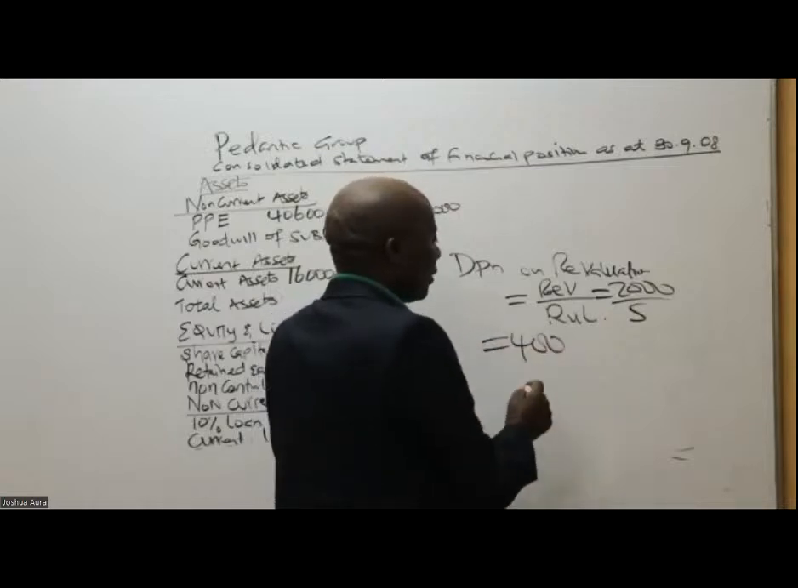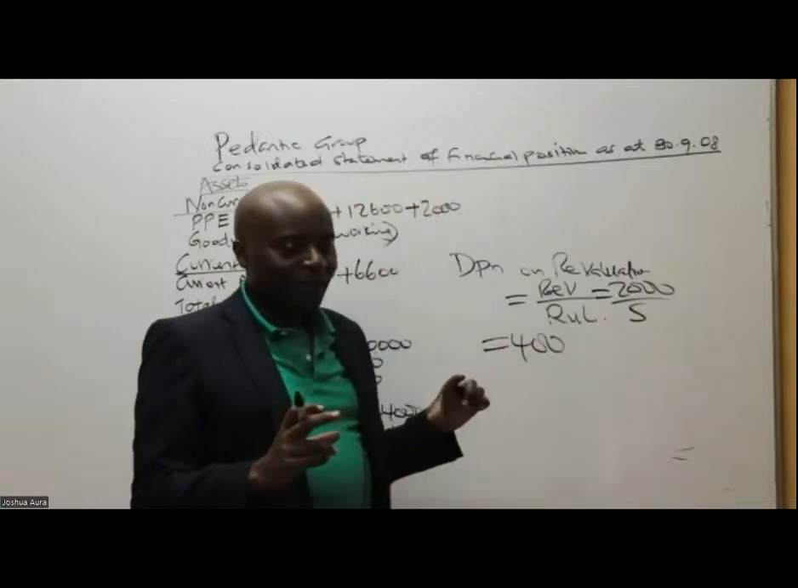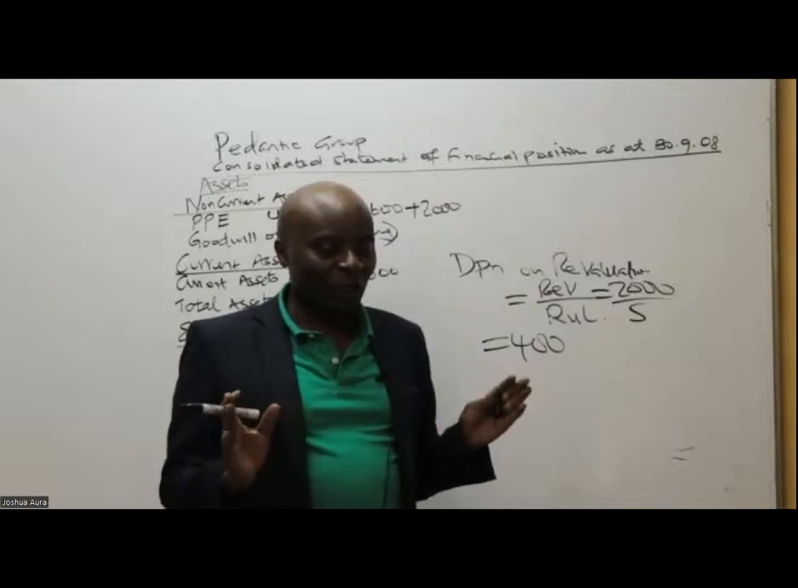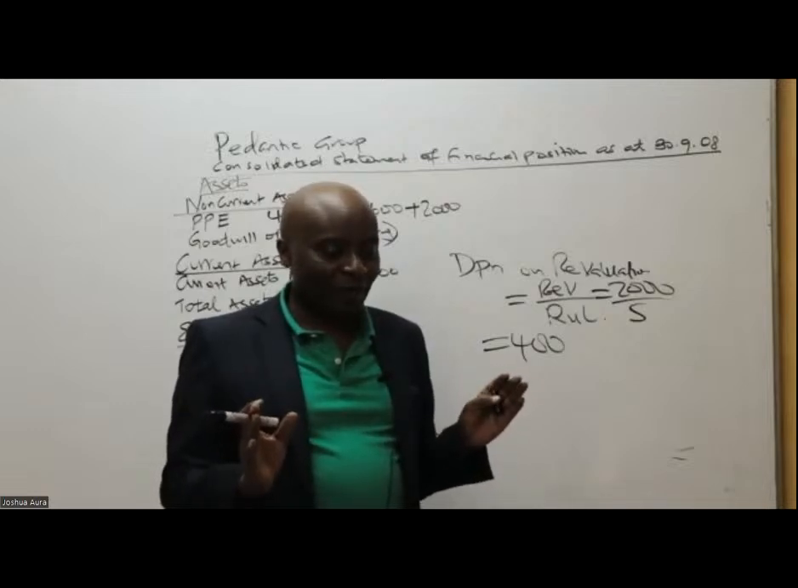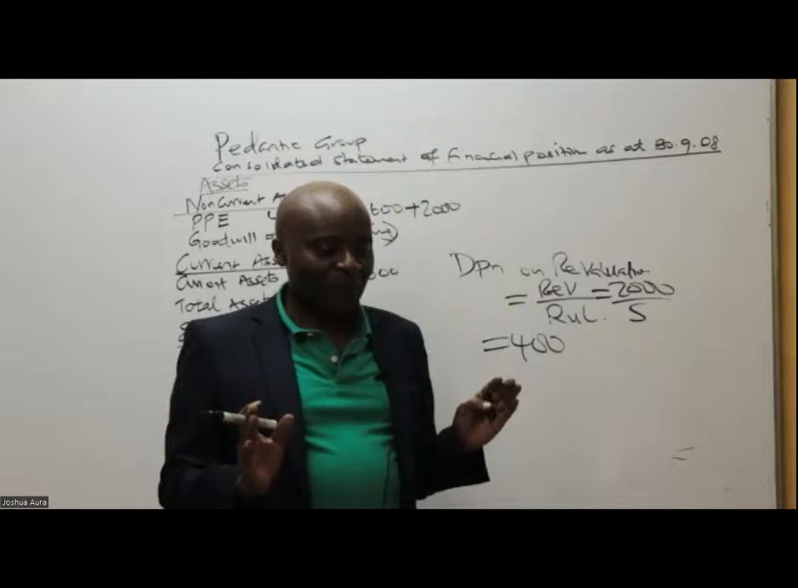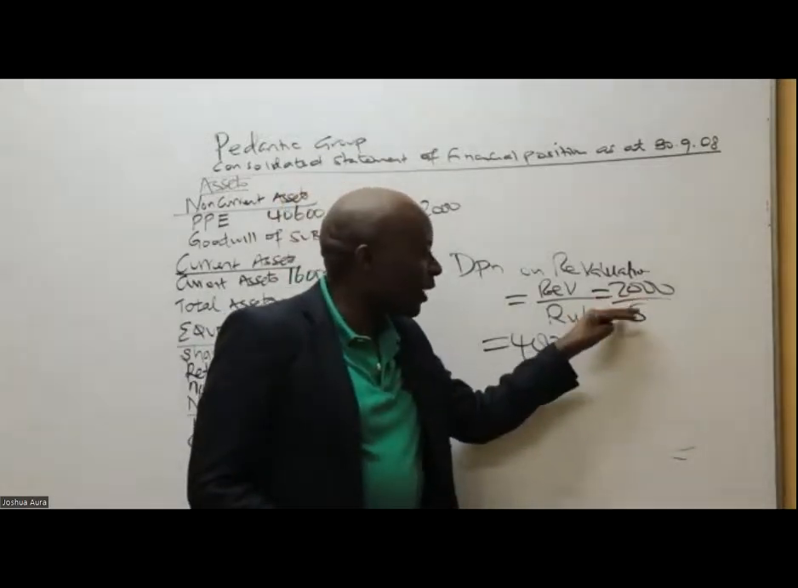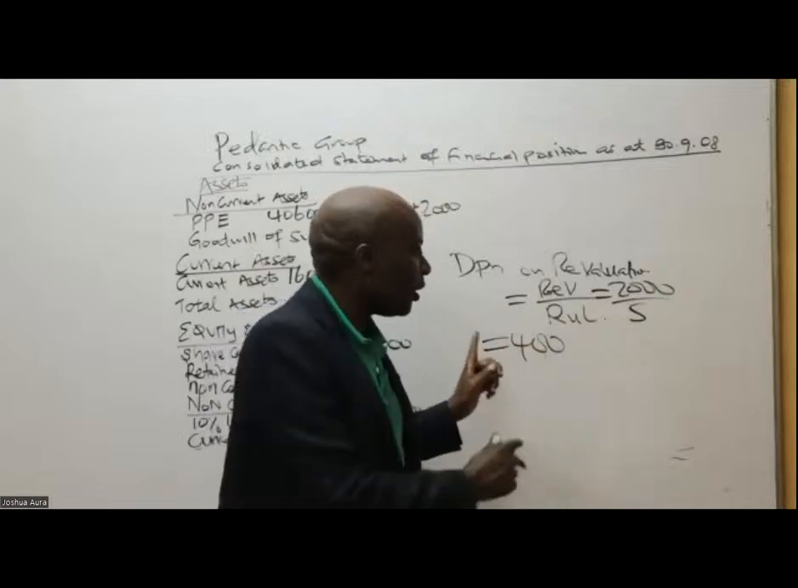But this 400 is for which period? How many months? How many years? This 400 is for a whole year. When you divide by the number of years, whatever you get is depreciation per annum.